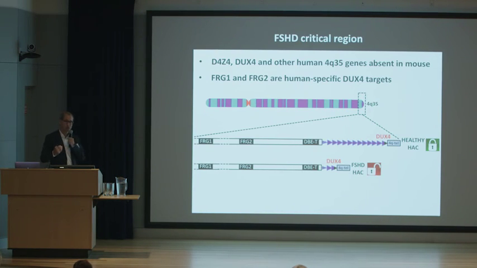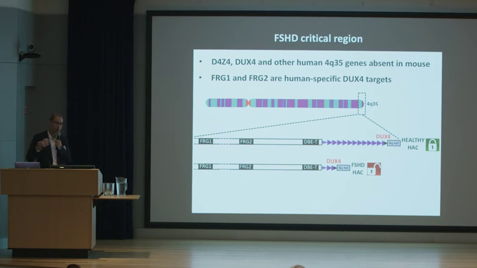In particular, we have generated two different artificial chromosomes. One mimics the situation present in healthy subjects. So we have an artificial chromosome that contains a high number of D4Z4 repeats, DUX4, the telomere of chromosome 4, and a number of other genetic sequences, including the D-beta non-coding RNA that I mentioned upstream of it. And we also have generated the FSHD-like version of it, the same one, but with a very small number of D4Z4 repeats.